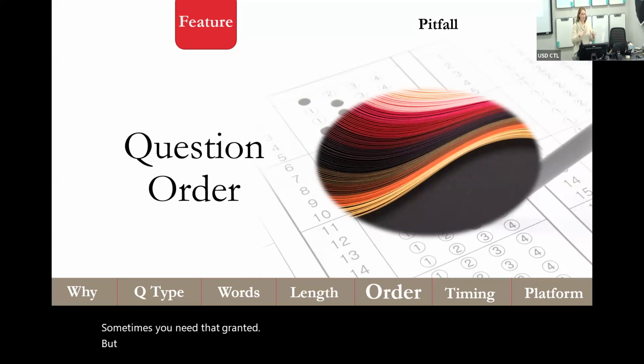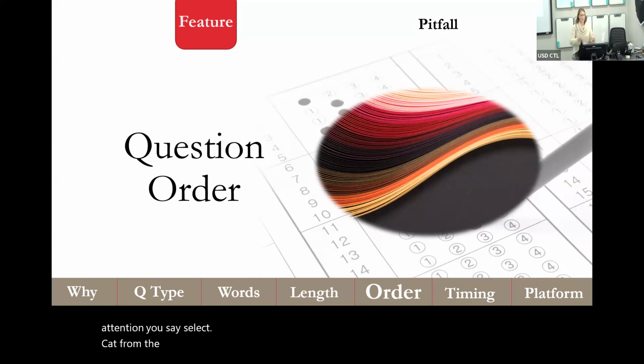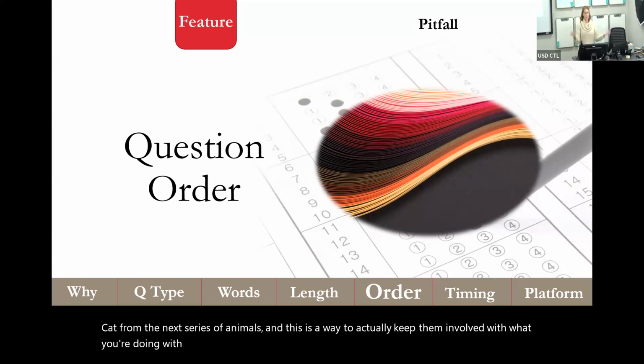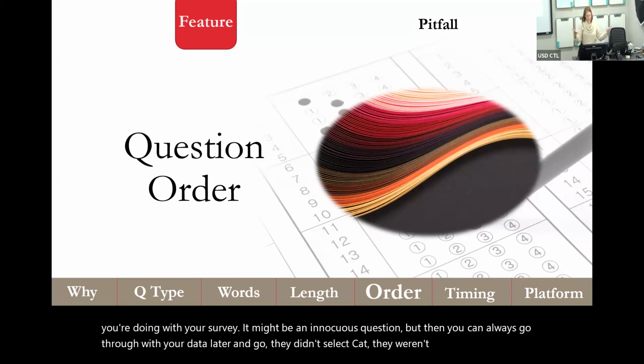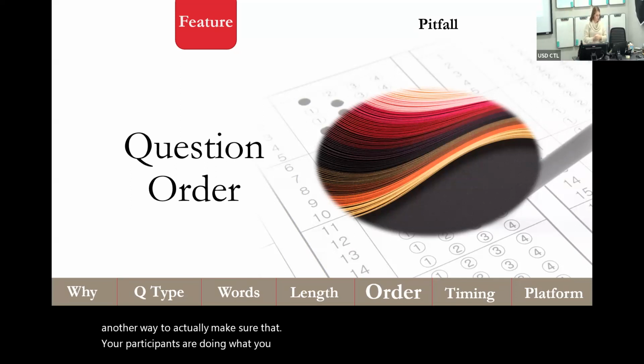But really question if that is what you want, or if you can ask a multiple choice in the middle, like, hey, this is a check. How you doing? Or if you are trying to make sure that people are still paying attention, you say, select cat from the next series of animals. And this is a way to actually keep them involved with what you're doing with your survey. It might be an innocuous question, but then you can always go through with your data later and go, they didn't select cat. They weren't paying attention. It's another way to actually make sure that your participants are doing what you expect them to do.